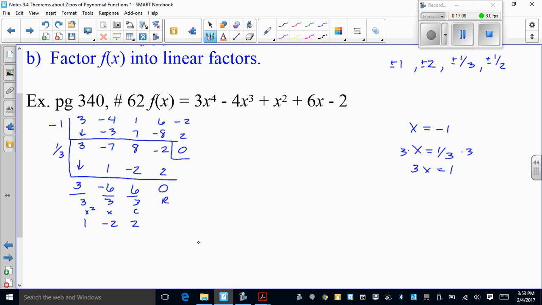I'm left with x squared minus 2x plus 2. You get to this point, you should be factoring or looking to see if you can factor. Factors of 2 that will get me 2, there are none. So we have to go to the quadratic formula.